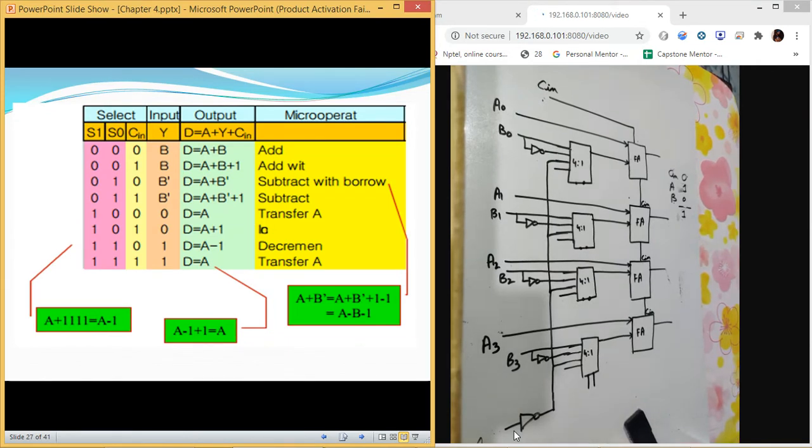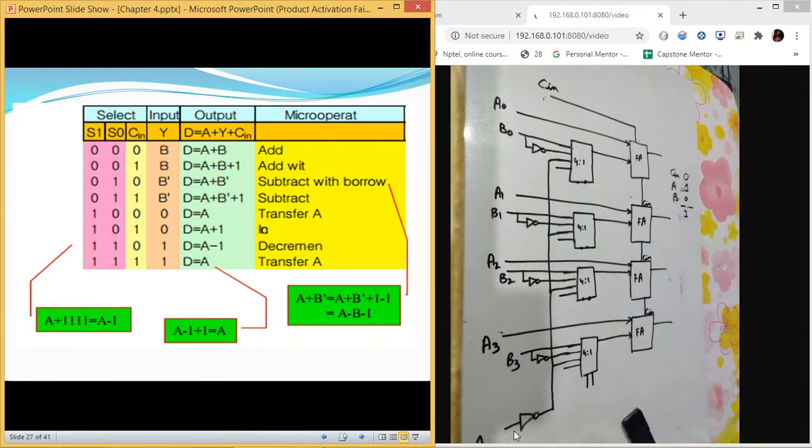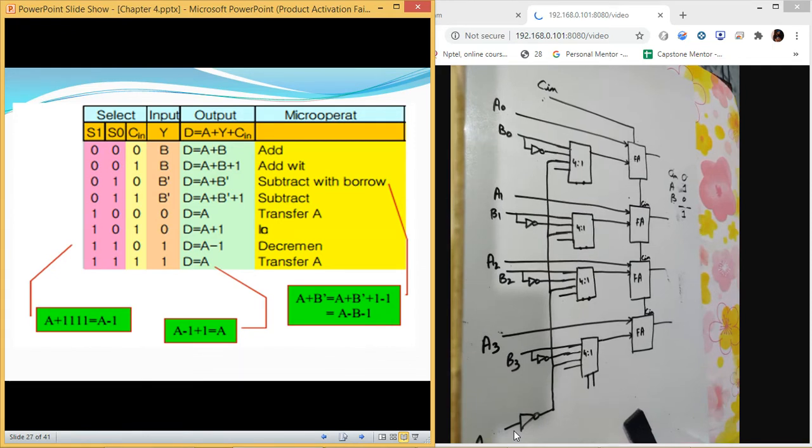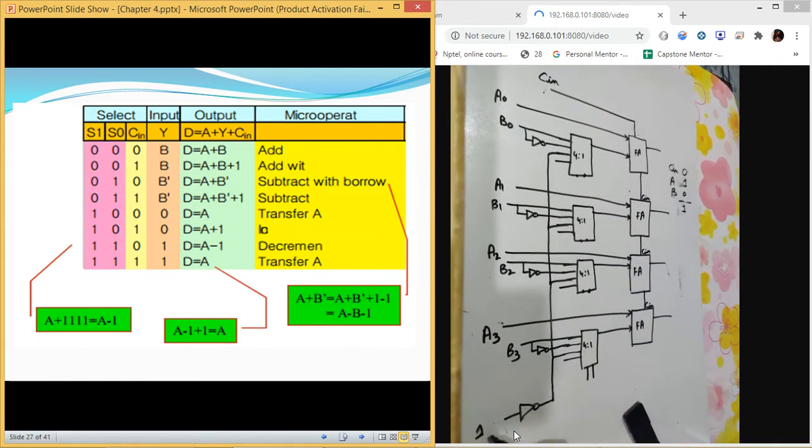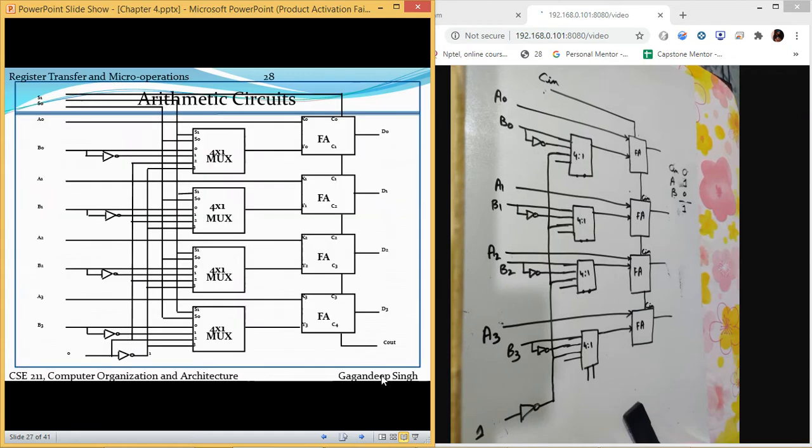If we want this value to be 1 and then it should perform the task of transfer A, then what we are going to do is simply change these values. So these values are not fixed. This can be 0, and if it is 0 you can make it 1. If it is 1 you can also make it 0, but it will decide which operation is going to get performed.